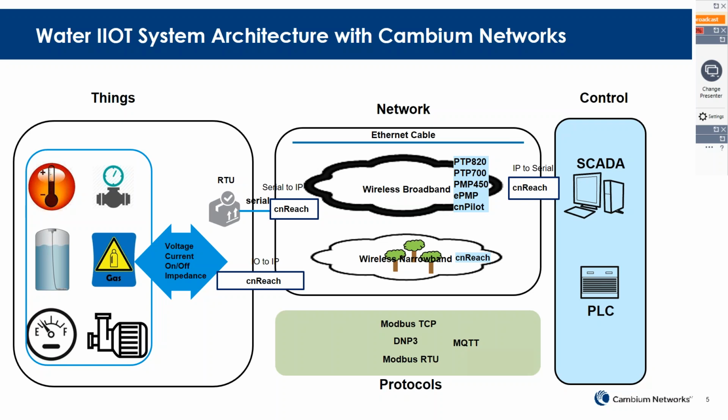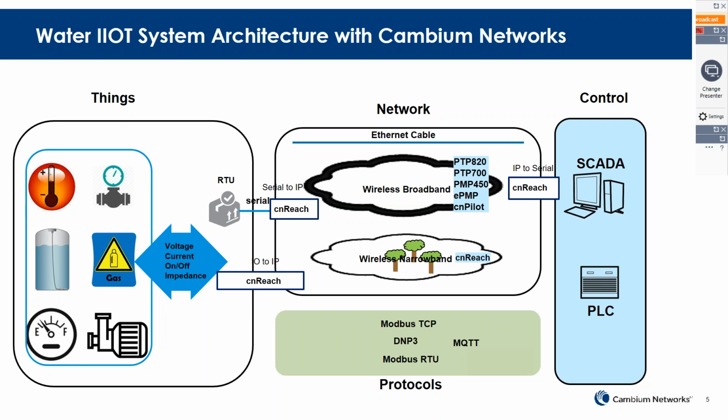Now, if you need to connect things, and you have to traverse near non-line of sight, such as foliage and things like that, you can use our wireless narrowband product, which is still under the cnReach platform. In addition, our cnReach platform also supports I/O to IP conversion. So you can actually directly connect your things to the cnReach I/O module.